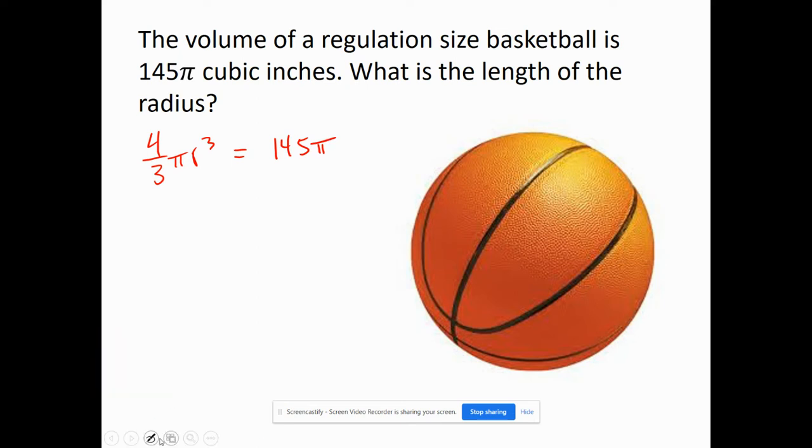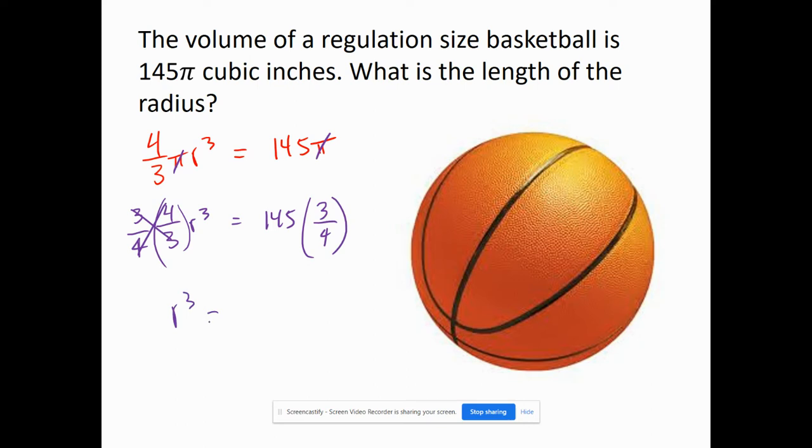Remember, we've done a lot of equations like this where pi is on both sides, and you can just cancel it out because division cancels out multiplication. Now we're left with 4/3 r cubed equals 145. How do we get rid of this 4/3? Maybe you remember from algebra, the reciprocal will cancel it out, but we have to multiply the other side by the reciprocal.